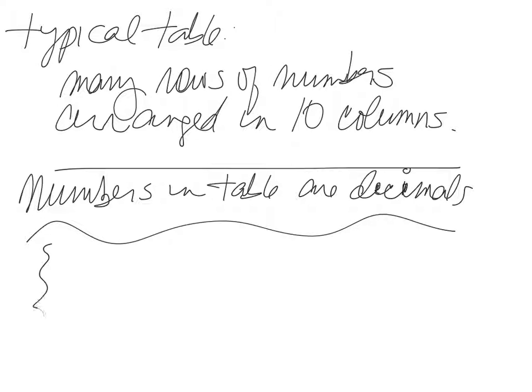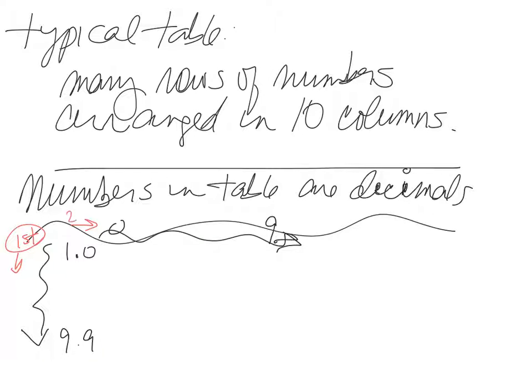Down the left-hand side of the table are the numbers from 1.0 to 9.9, and across the top are the numbers from 0 to 9. To read the table, you locate the number whose logarithm you want using the numbers down the left of the table, followed by the numbers across the top. So we go down the left first, and then across the top second, all right?